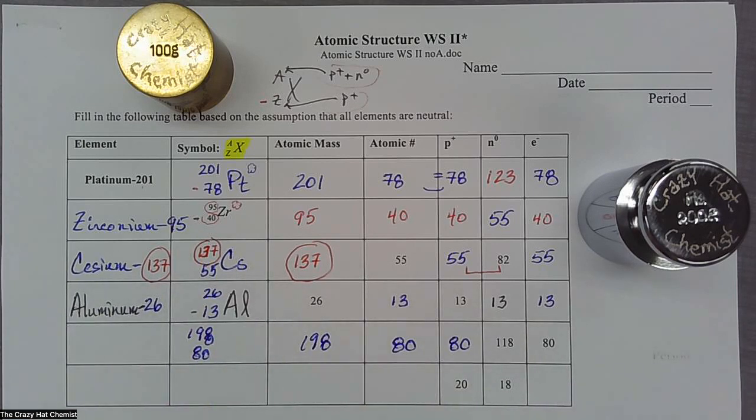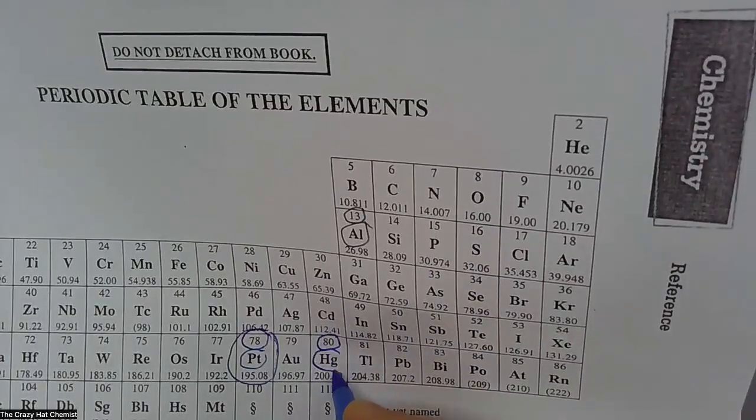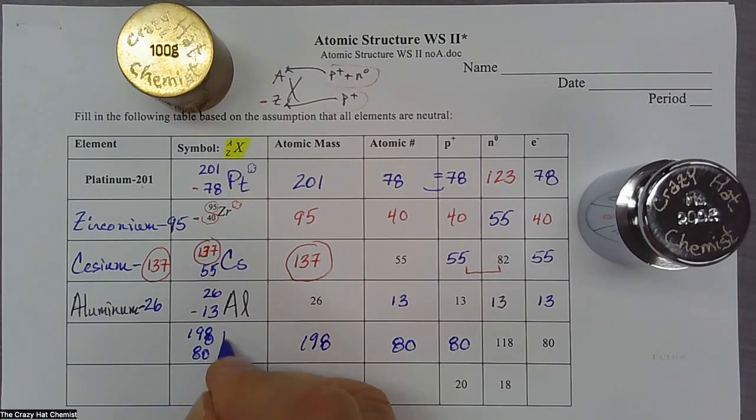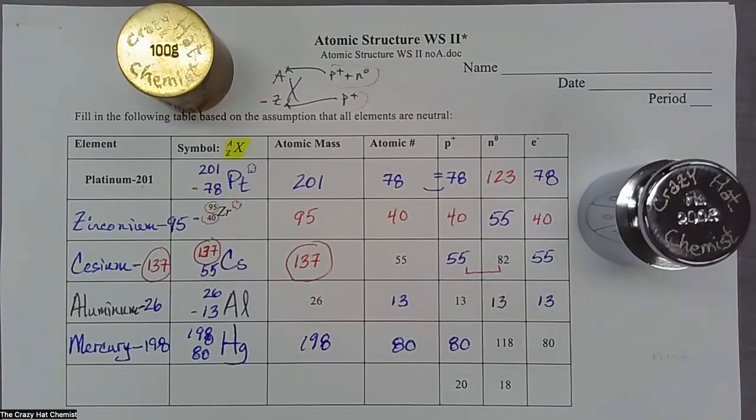And so now what we need to do is look on our periodic table for atomic number 80. And that is right here, and that is Hg, and that is for mercury. So that's Hg, and that's mercury. Mercury-198. Perfect. All right. Let's see if we can hammer out the next one here.